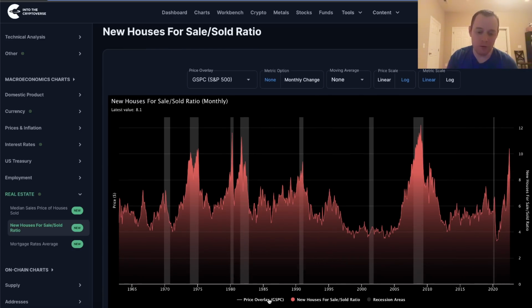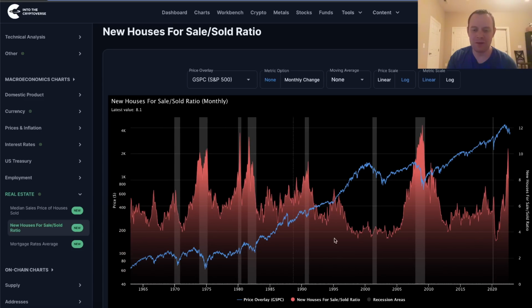If we were to overlay the S&P 500 on this chart, you can see that when this ratio is spiking, the stock market also tends to decline. You can see it spiked over here in the late 60s and early 70s. We were in a stock market bear market. You can see this ratio spiked over here in 73 and 74. Again, a stock market bear market.